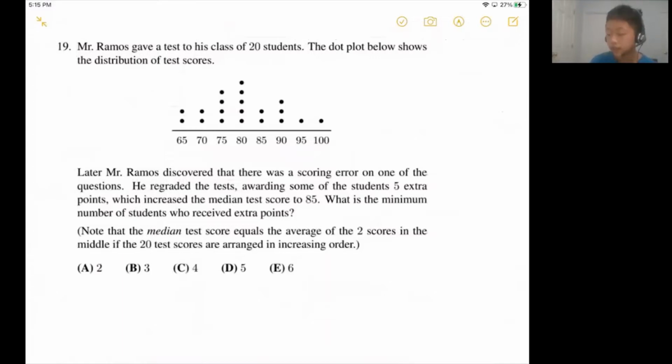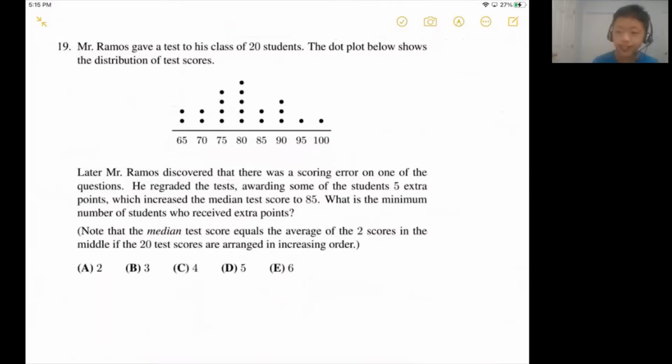of test scores. So later, Mr. Ramos discovered that there was a scoring error on one of the questions. So he regraded the test and awarded some of the students 5 extra points, which increased the median test score to 85. So we want to know, what is the minimum number of students who received extra points?